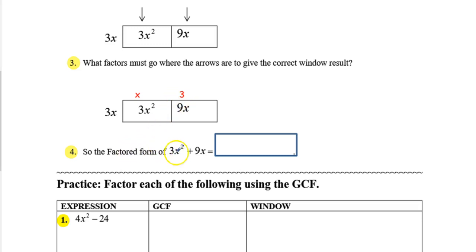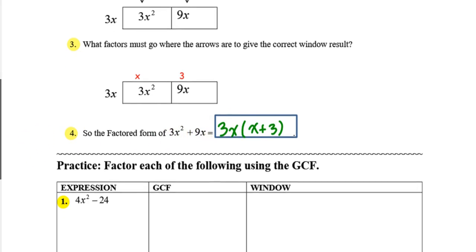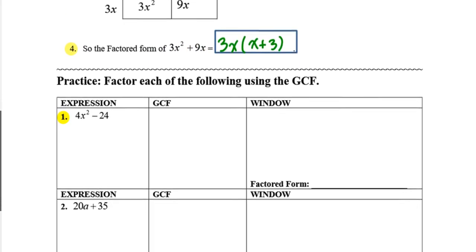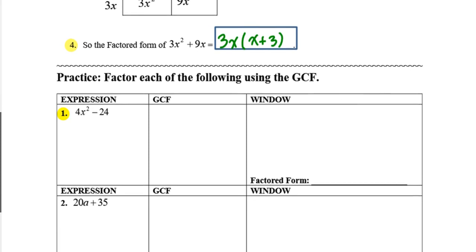So the factored form, in other words, I'm sort of undistributing, if you like. I'm going to write the GCF out in front, and in parentheses, I'm going to write the other factor, the x plus 3. Okay, and you can mentally distribute it back. 3x times x is 3x squared. 3x times 3 is 9x. So it works. So we're going to try that approach for 3 example problems. We're going to do 1, 3, and 5 together.